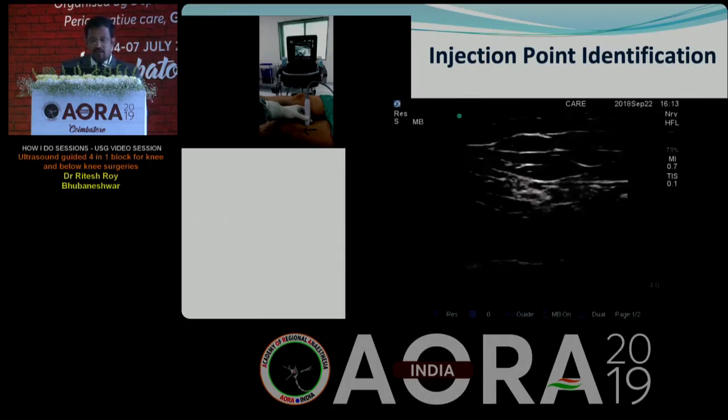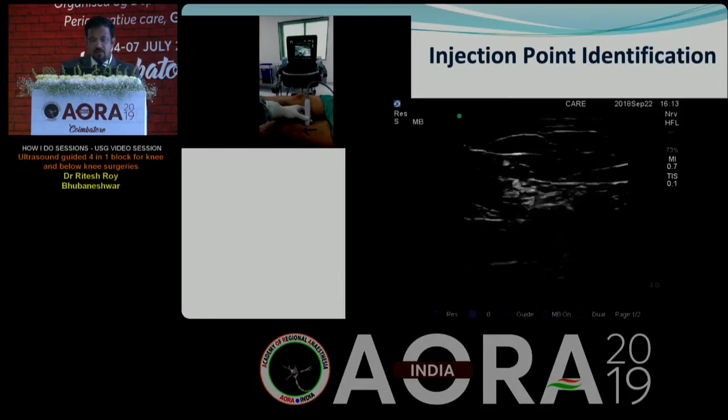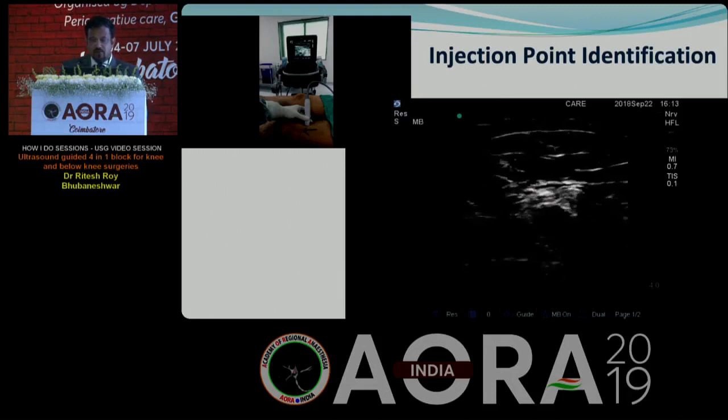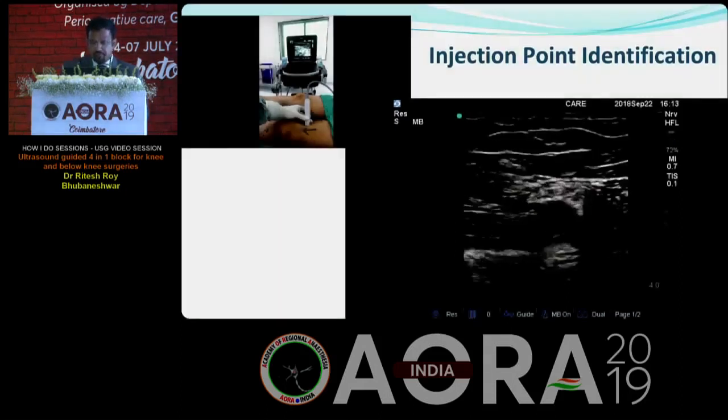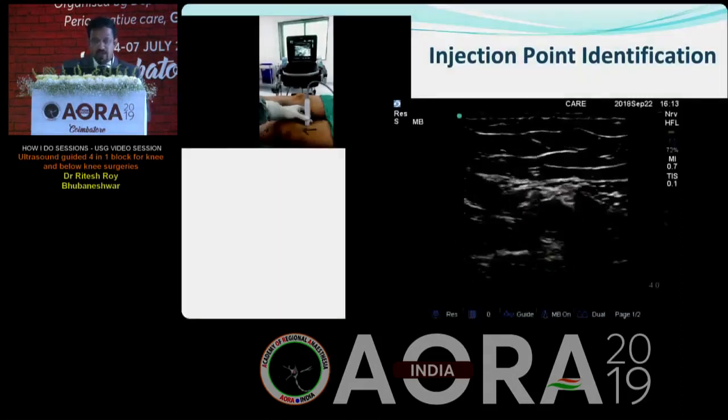This side is lateral and this side is medial. This is the vastus medialis, this is the sartorius, these are the superficial femoral vessels, and here is the adductor magnus. So this is how we identify the injection point.